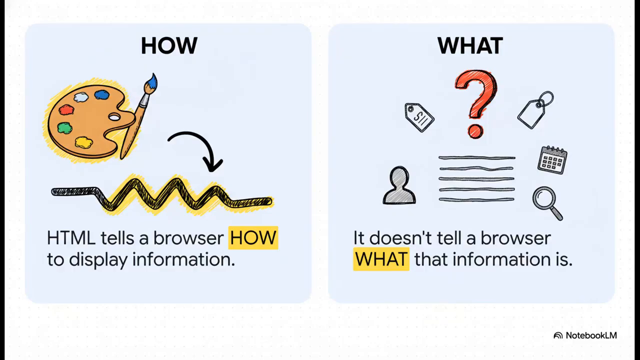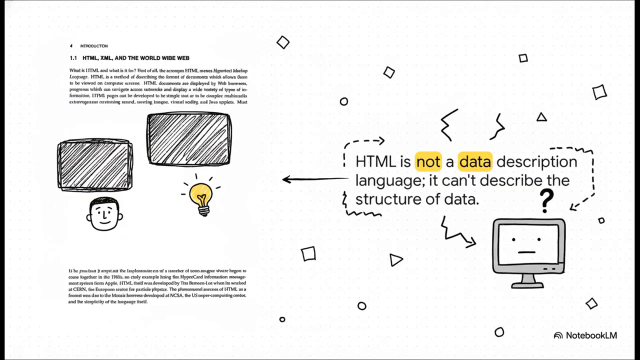But here's the catch. HTML is all about the look of things. It's about presentation. It can make a piece of text big and bold, but it has no idea if that text is a person's name, the price of a coffee, or a line from a song. It only knows how to display it. And this really drives the point home. As it says here, HTML is not a language for describing data.